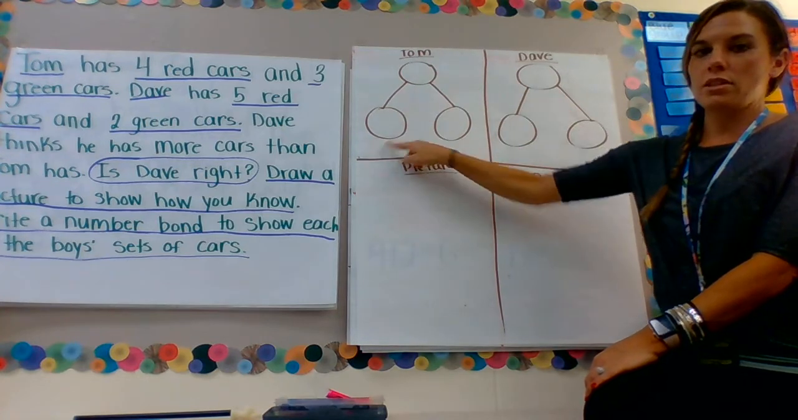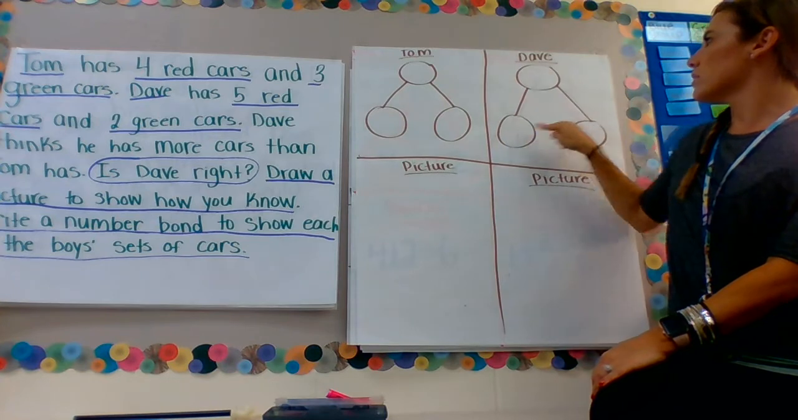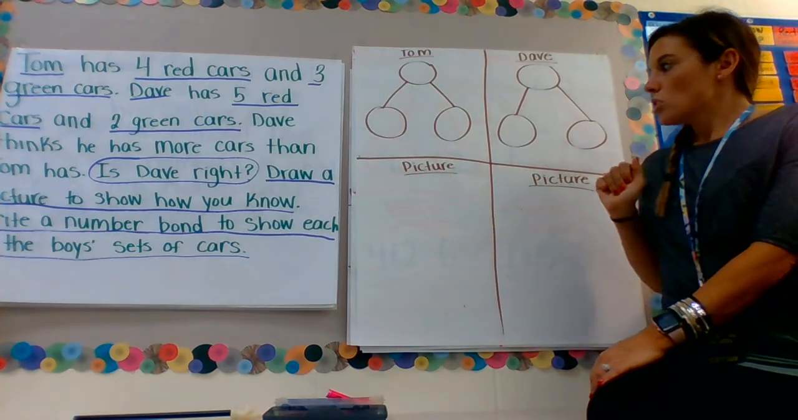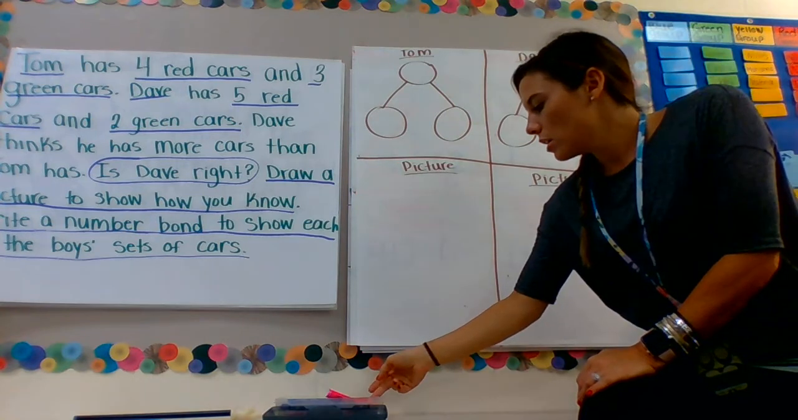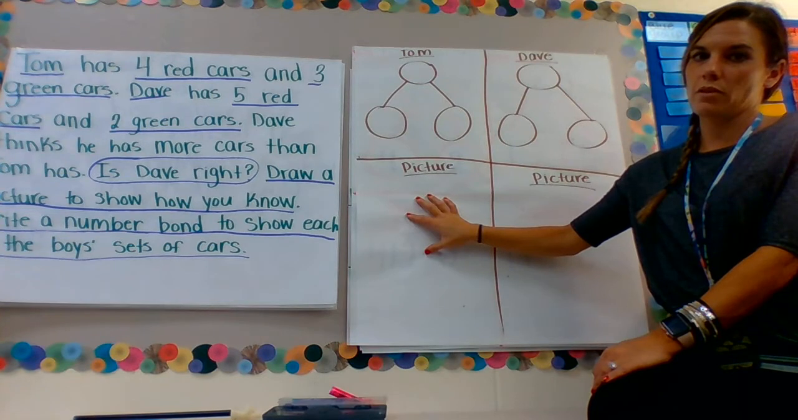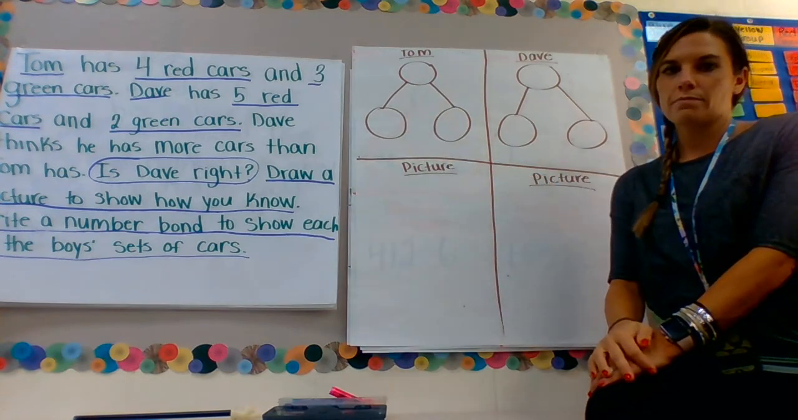Tom, and here's his number bond, because remember they want us to use a number bond. Dave, and here's his number bond. And then down here we have the pictures. So just like before, we are going to start with the picture, okay? Because that picture is going to help us fill in the number bond.